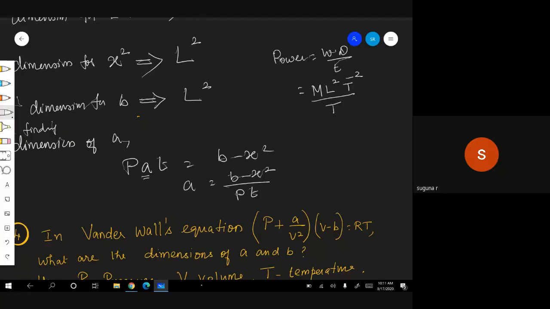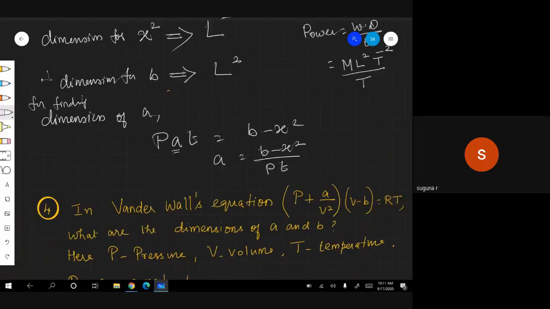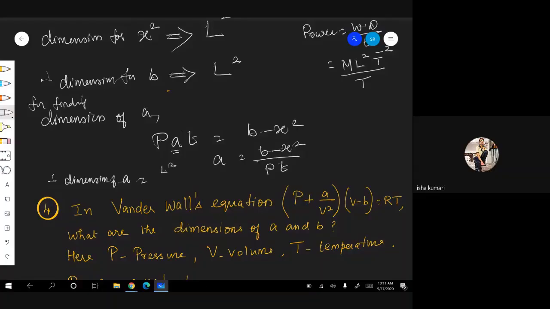Therefore, what is the dimension of A? A is nothing but B minus X squared, whose dimension is L squared, divided by P, which is M L squared T power minus 3, into T. Yes, ma'am. L squared will cancel.